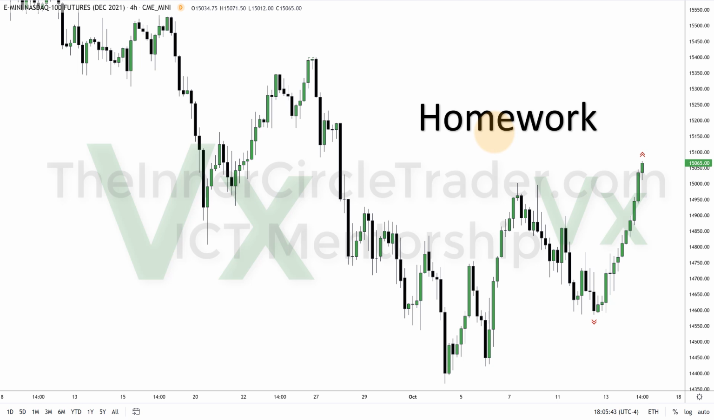Homework assignment tonight is the E-mini NASDAQ 100 futures December contract for 2021. The symbol for TradingView, you would be putting in NQZ2021. Okay? And put it on the 4-hour chart. Okay? And then kind of like show what you show here in the price action.